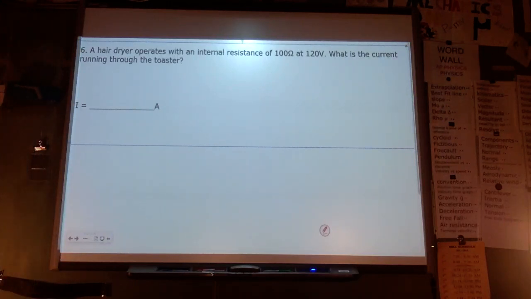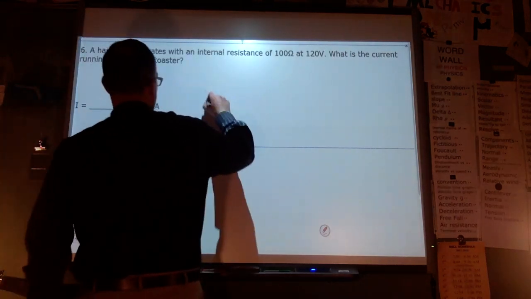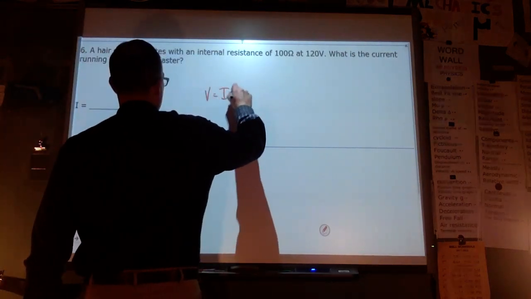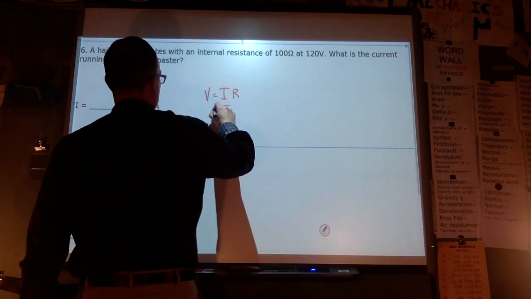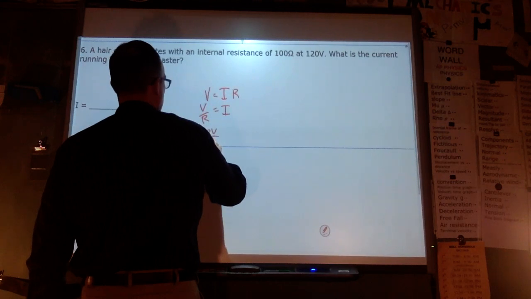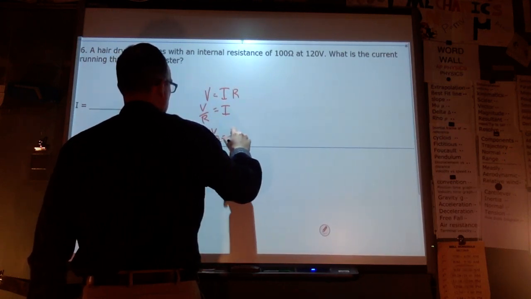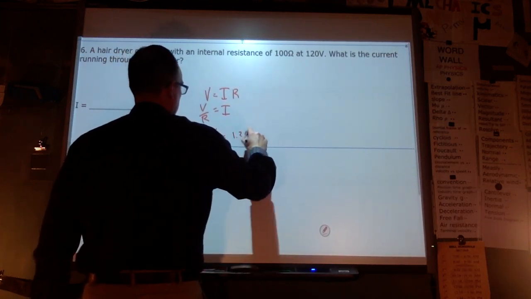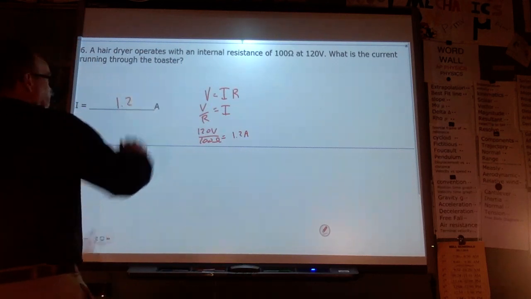All right, a hairdryer operates an internal resistance of 1,000 ohms at 120 volts. What is the current running through it? So we're assuming this is an ideal conductor. And it looks like it is 1.2 amperes.